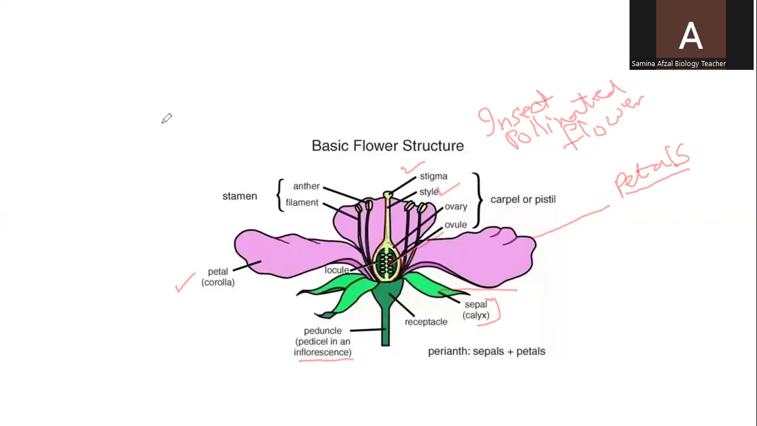Then the male parts are there. The stamens are the male part, and collectively all stamens are called the androecium. Each stamen consists of an anther and a filament. The anther contains the pollen grains, which are the male gametes. So these are the different parts of an insect pollinated flower, and in the next slide, we will discuss the function of all these parts.